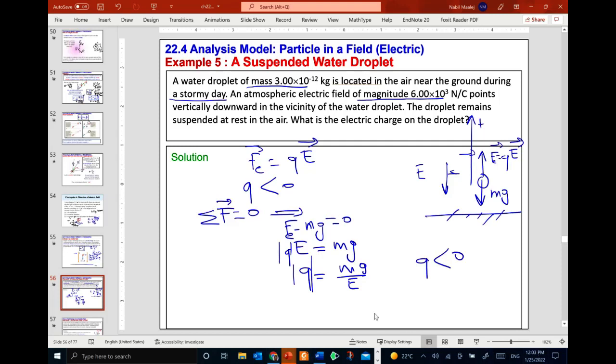This is an easy problem to solve. It's just the equilibrium equation: the sum of the forces is equal to 0. We just have to remember the simple equation that the force due to the electric field is the charge times the electric field. This is a vector equation. If the charge is positive, they are in the same direction. If the charge is negative, the two vectors are in opposite directions.